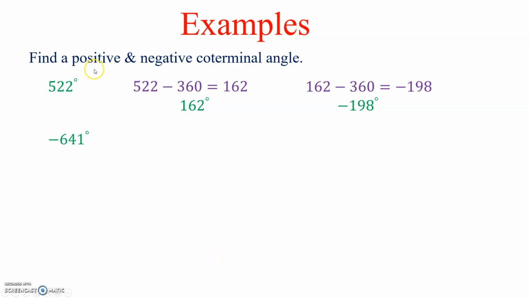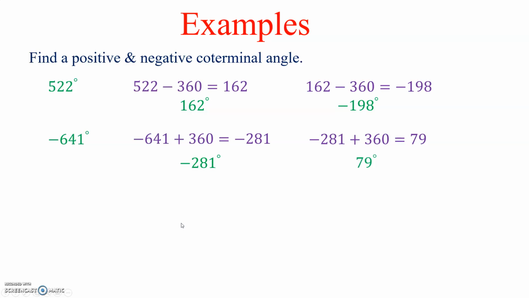Alrighty, negative 641. The only way I think to get to some positives is to add here. So when we add the 360, negative 281. Bam, there's our first negative answer. Negative 281 is our first negative coterminal angle. If I add again, 79 degrees, there's my first positive angle.